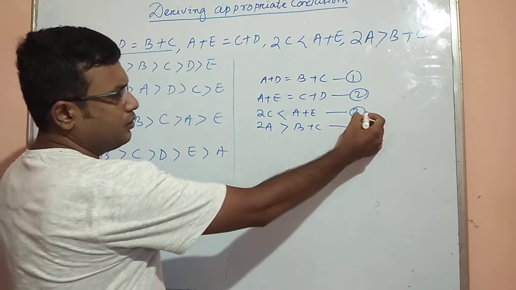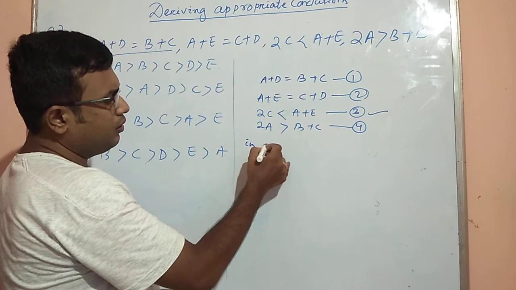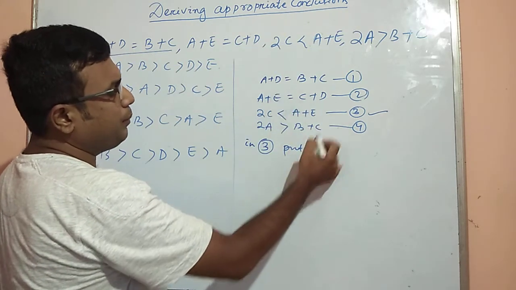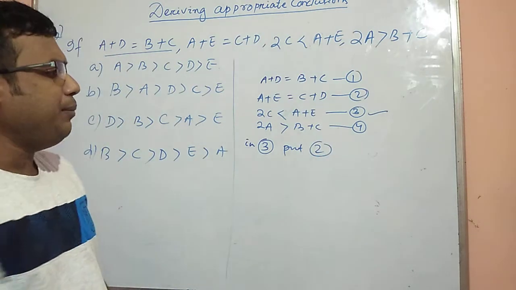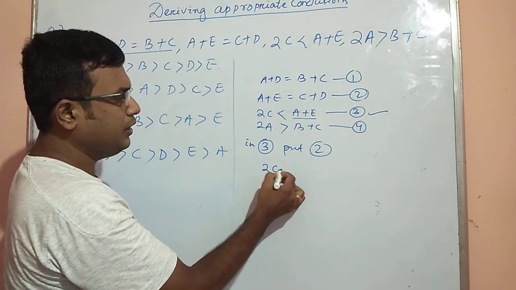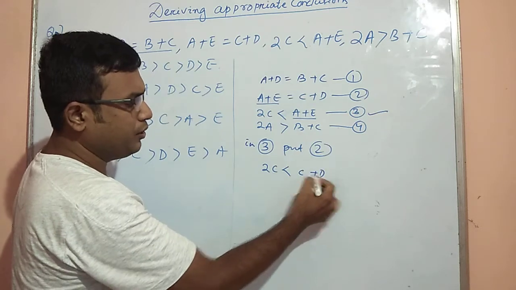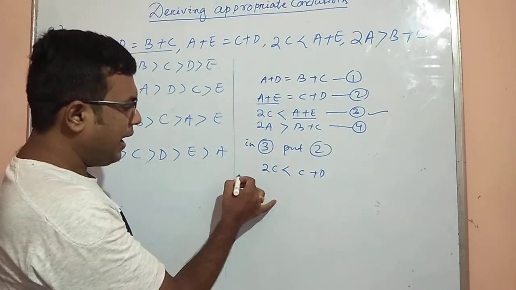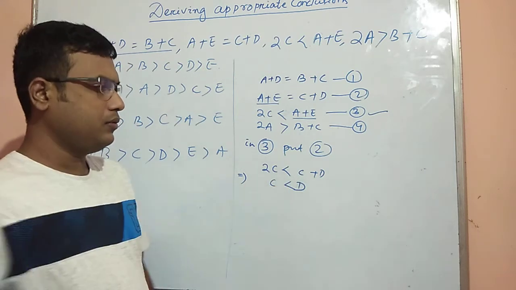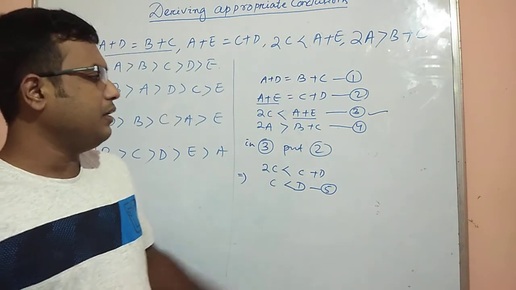In 3, take this one. In 3, put which value? That means 2. Put 2. In 3, in place of a plus e, just put c plus d. That means 2c is less than what? a plus e equals c plus d. So c plus d, right? That implies that c cancels. That means c is less than d. So this is your 5. C less than d.